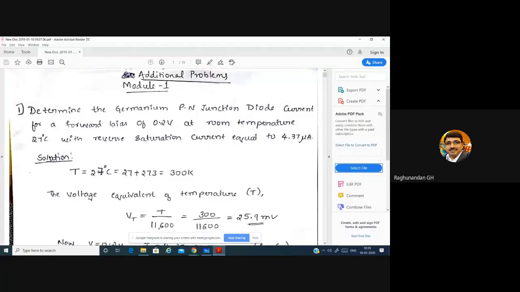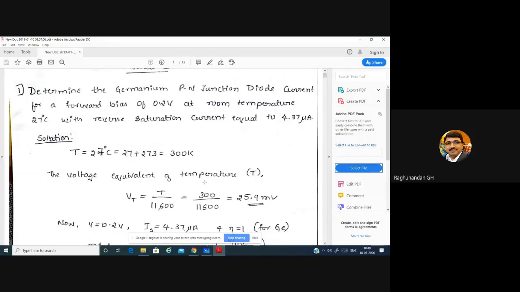So here the temperature is given in degrees Celsius, but while putting it into the formula, we have to convert it into Kelvin. So we just add 273. It gets converted to 300 Kelvin, where 27 degrees is room temperature.